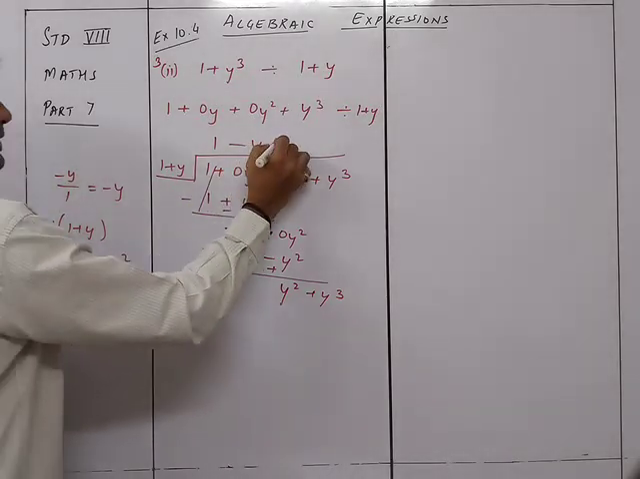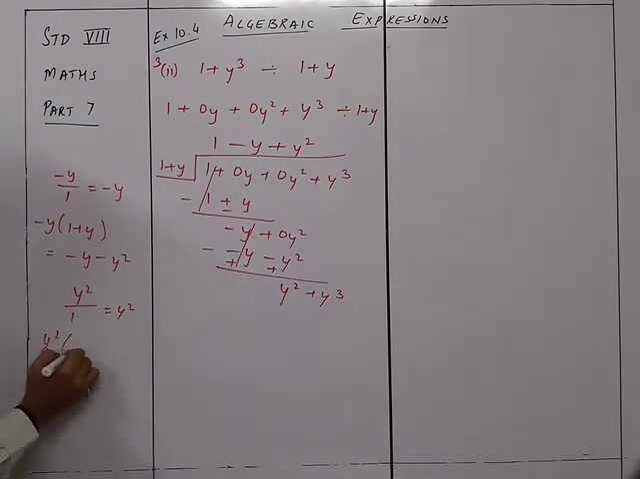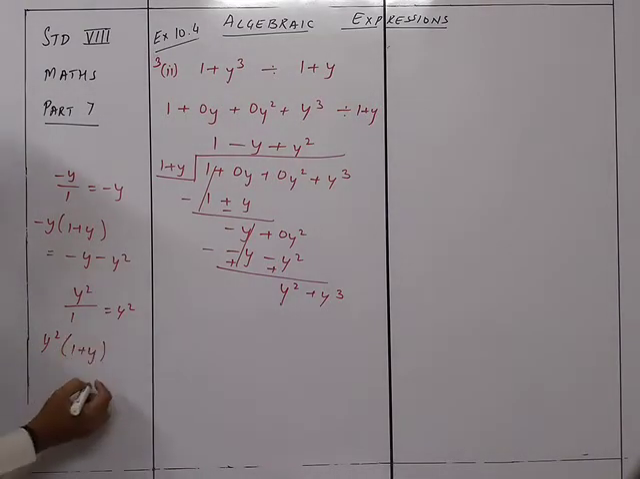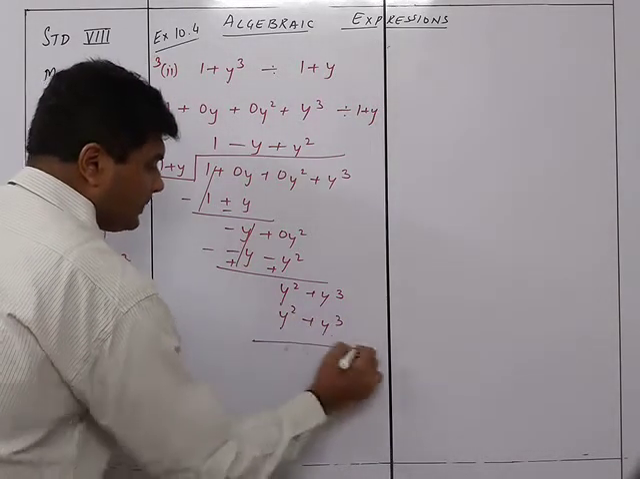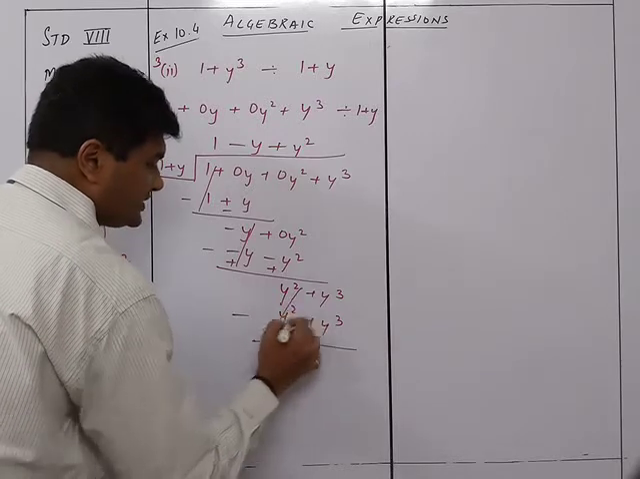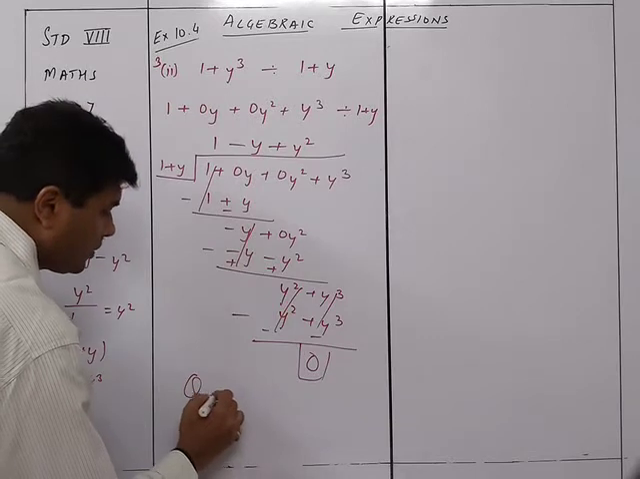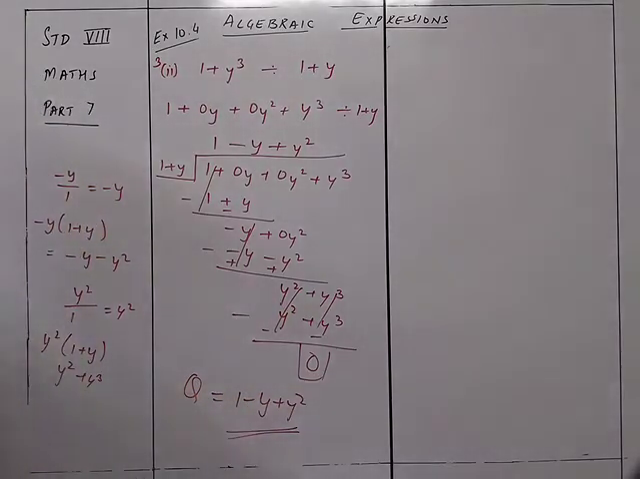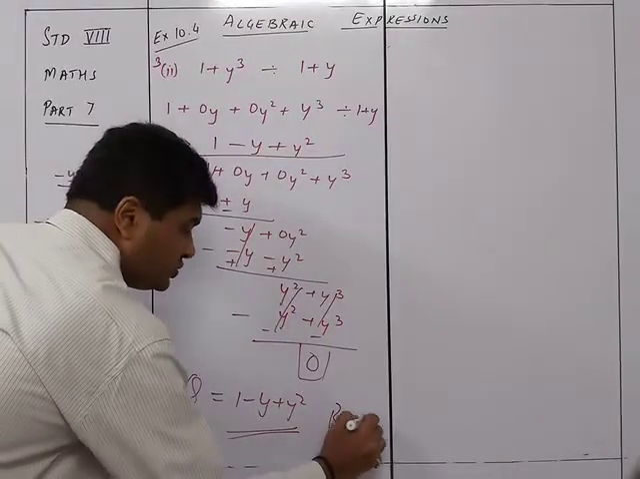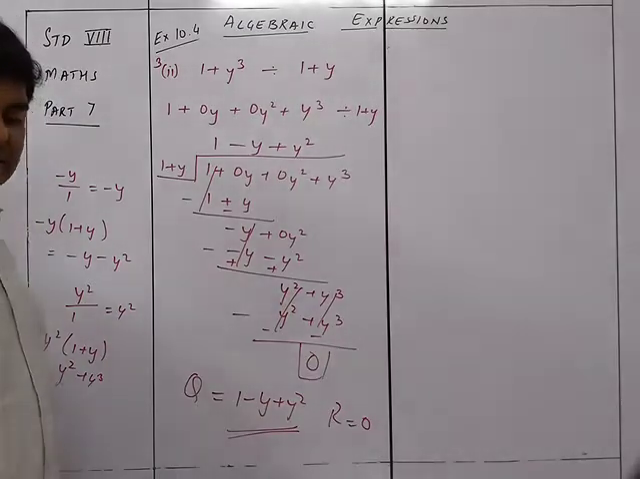So you put over here plus y square, and then you are going to multiply y square with 1 plus y. So you get over here y square plus y cube. You place it over here, y square plus y cube. Subtraction, signs change. So this gets cancelled to 0. So the quotient is equal to 1 minus y plus y square. That's the answer. And the remainder is equal to 0. That's sum number 3, part 2.